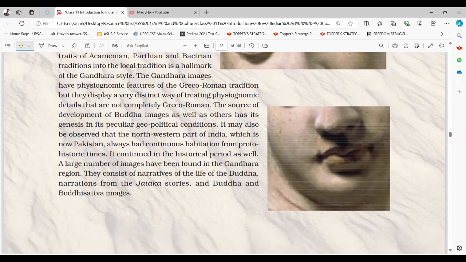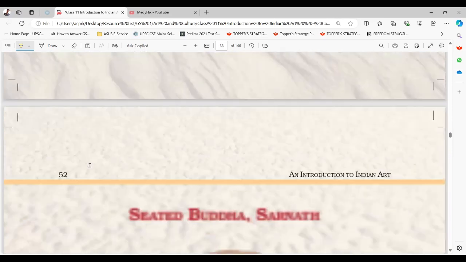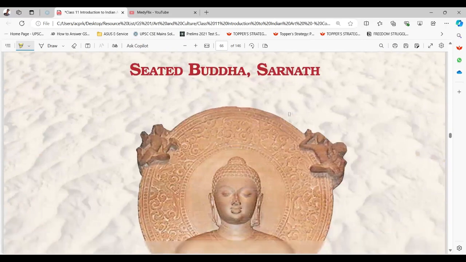It may also be observed that the northwestern part of India, which is now Pakistan, always had continuous habitation from the proto-historic times. It continued in the historical period as well. A large number of images have been found in the Gandhara region. They consist of narratives of the life of the Buddha, narrations from the Jataka stories, and Buddha and Bodhisattva images. Seated Buddha found at Sarnath.